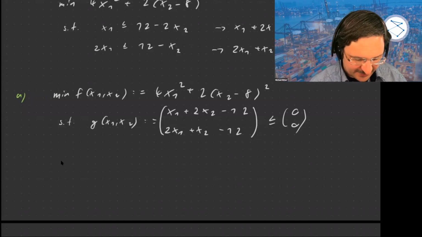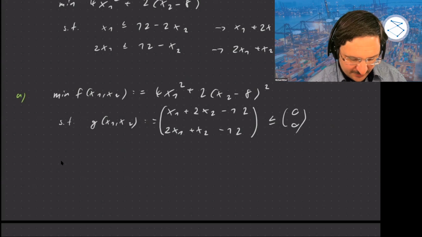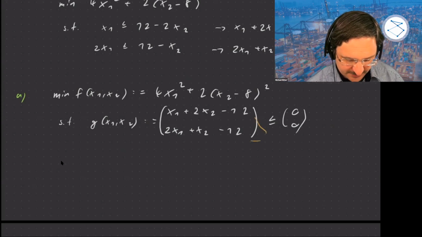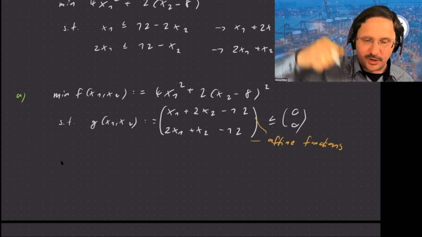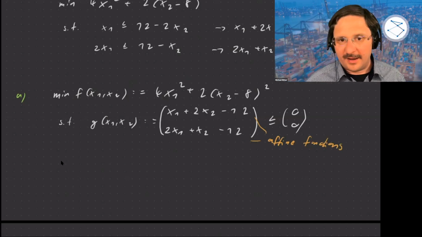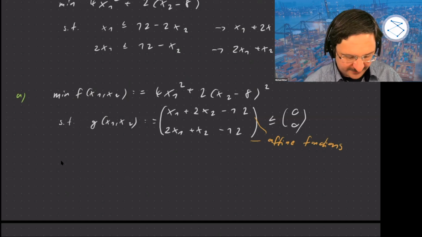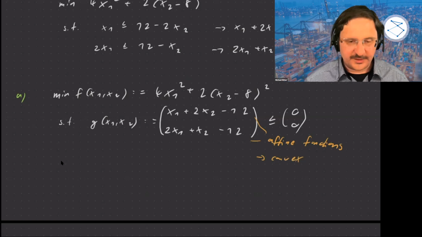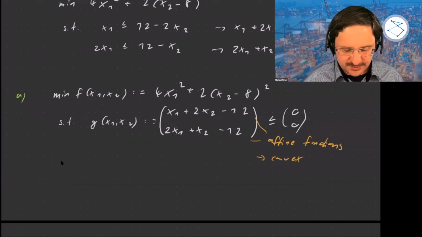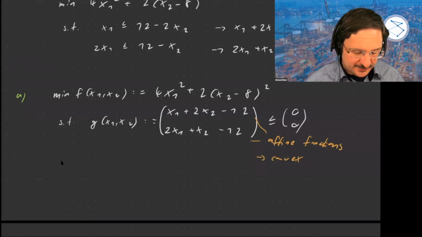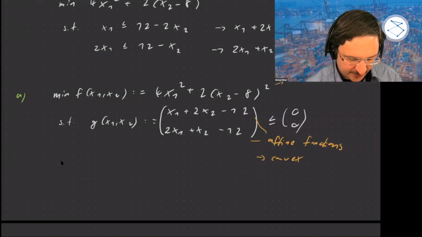So as you can see, those g components here, those two functions, those are affine functions. Right? Linear functions plus some constant. And affine or linear functions are always convex as well. That's a special case of convex functions. So that means our components of g are convex functions. And the same is true for the objective. That's also a convex function.